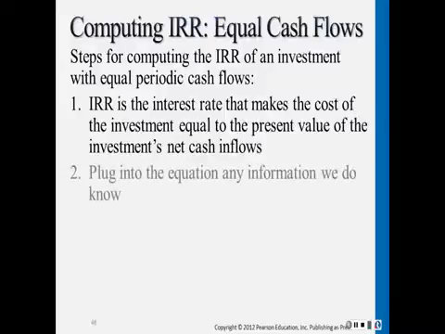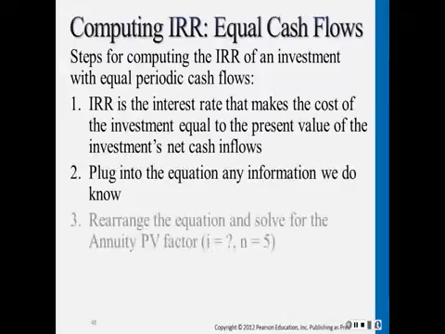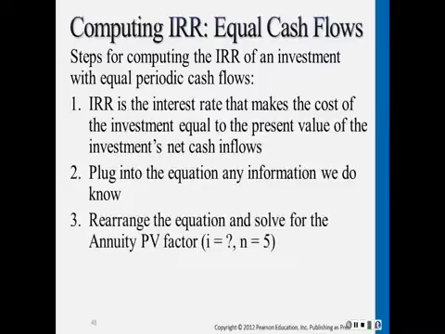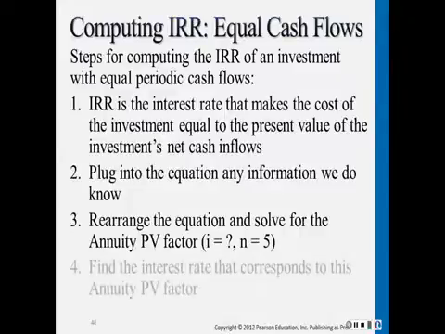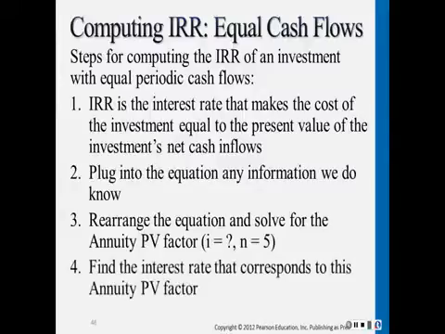Divide the cost of the investment by the annual net cash flow. The result is the present value of an annuity factor. Use the PVA table. Locate the row where the number of periods equals the life of the asset. Go across the row until you find the factor that is closest to the amount in step 1. Look at the column heading to determine the interest rate.